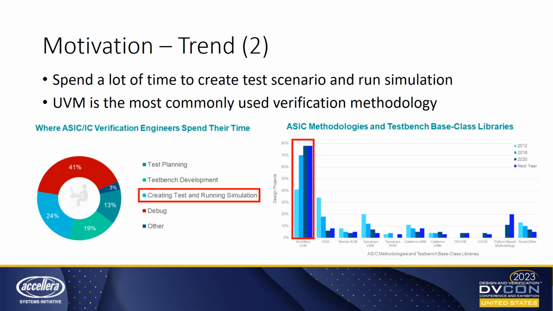Here I bring two charts for functional verification. The pie chart on the left tells us where we spend much time in verification activities. Among the verification work, we focus on the third-ranked activity and try to find a way to reduce the time of creating the TB and running the test based on the UVM methodology, because UVM is the most dominant methodology among verification engineers, as shown in the right bar graph.